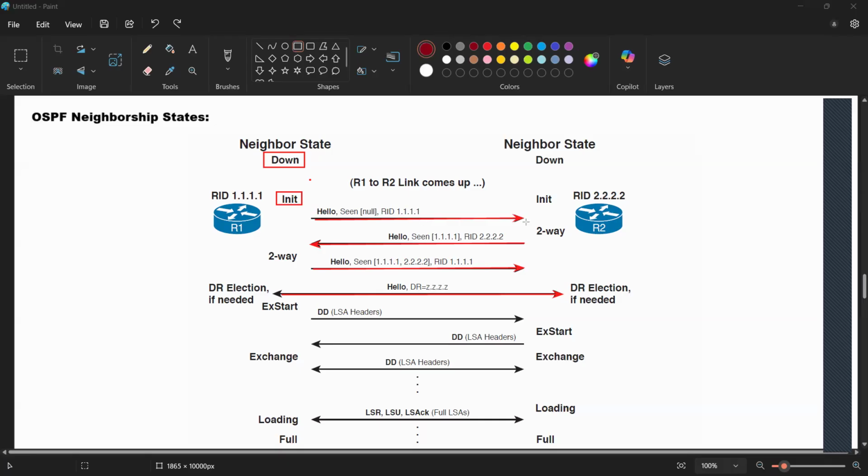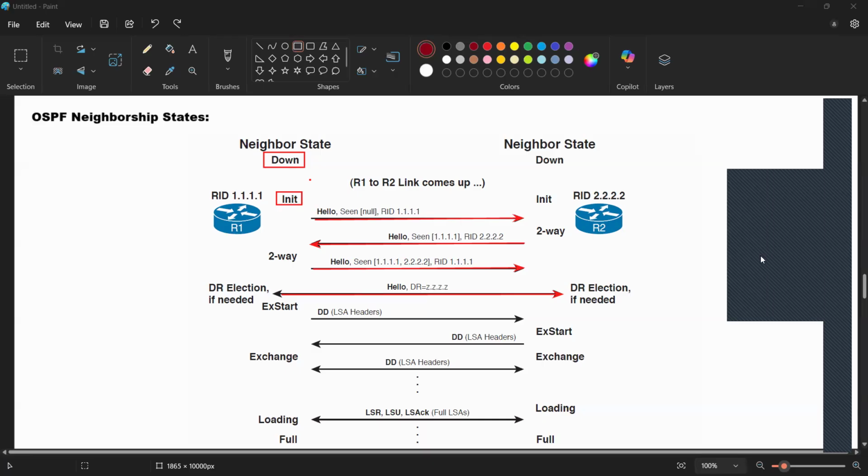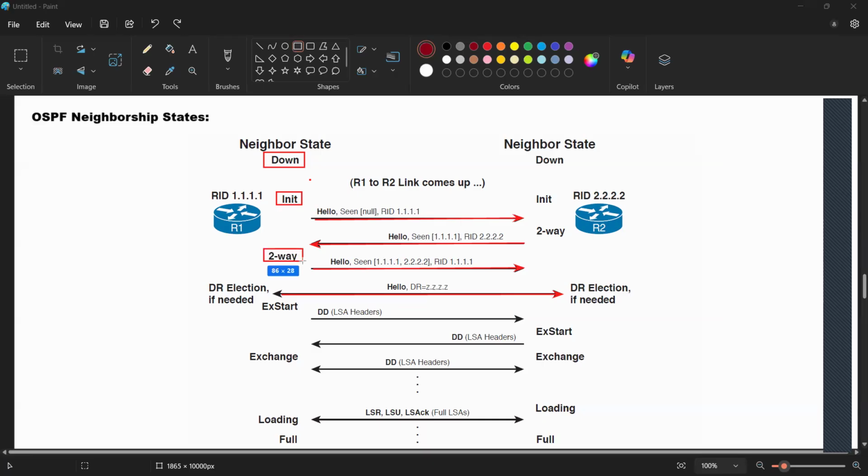So initially the state is down. Then once the hello message is sent, the state will change to init. And once two-way communication has been established, the state will change to two-way. In the two-way state, they will decide who will become the DR and who will become the BDR. Once the DR BDR election is done, after that, they will start exchanging what messages?